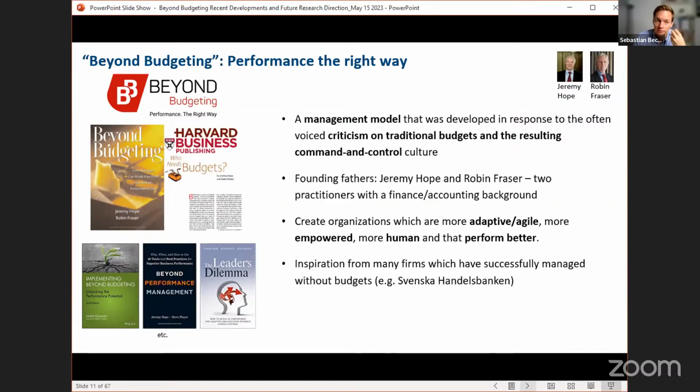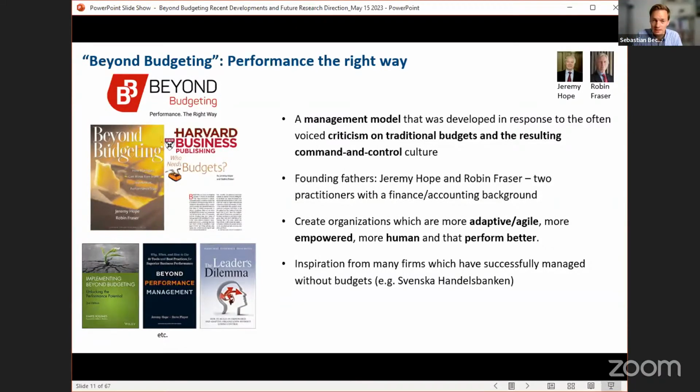And the innovation of Beyond Budgeting had different taglines. Now the tagline is performance the right way. Last year, the tagline was enabling business agility. And there were at different points in time different taglines, just to show basically what Beyond Budgeting is about. So what's important here is, even though the name is Beyond Budgeting, it's not a budgeting or accounting innovation. It's really the entire management model that we're intending here.